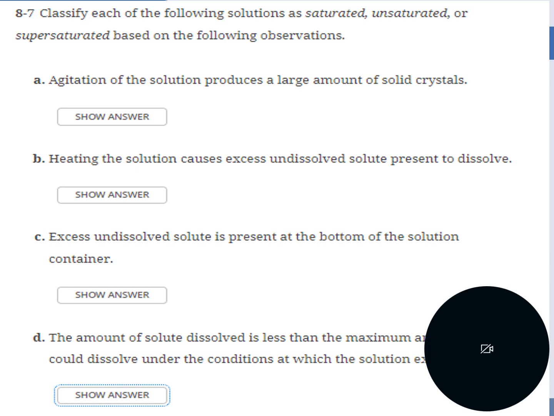More practice with 8.2. We're going to classify each of the following solutions as saturated, unsaturated, or supersaturated based on the following observations. So again, pause the video and see if you can figure things out.